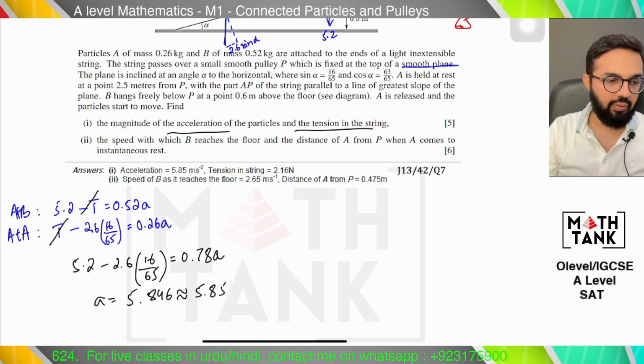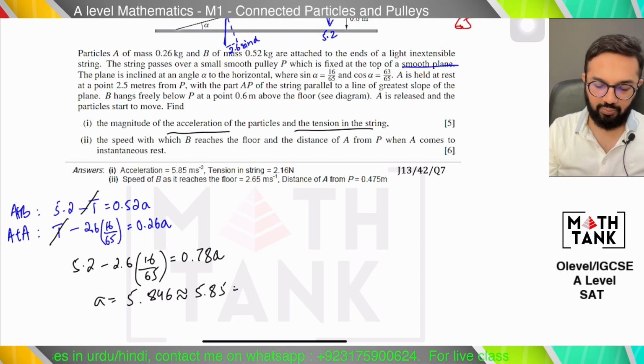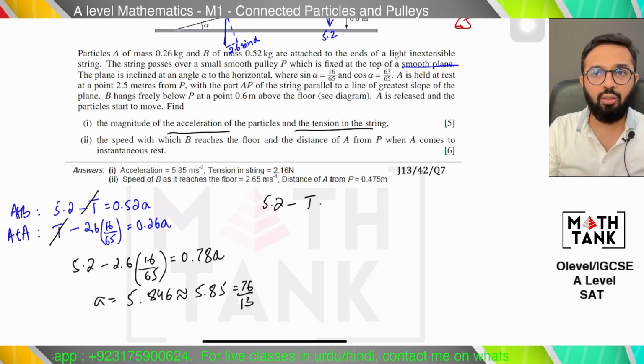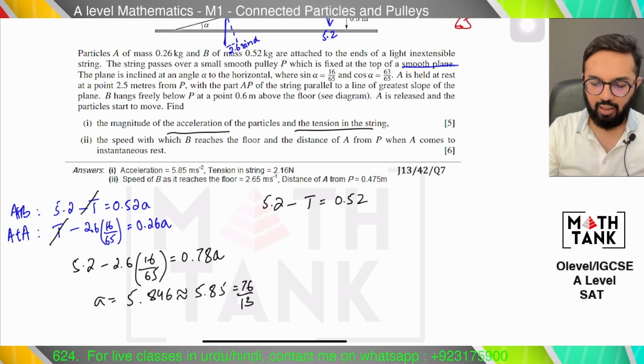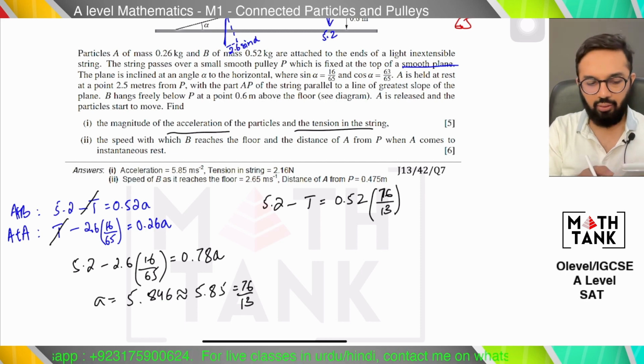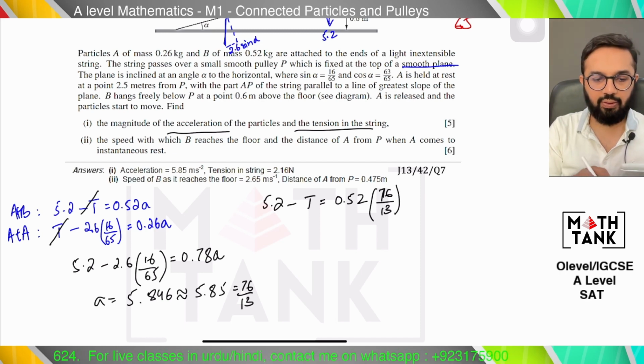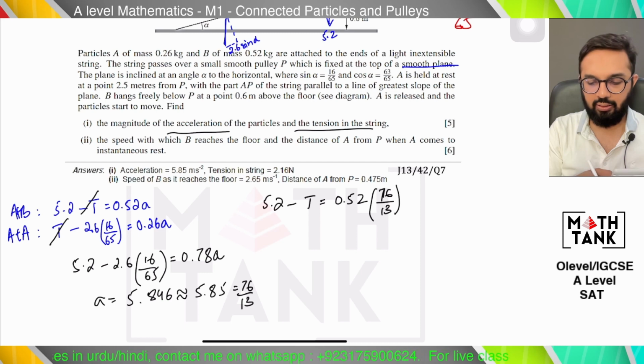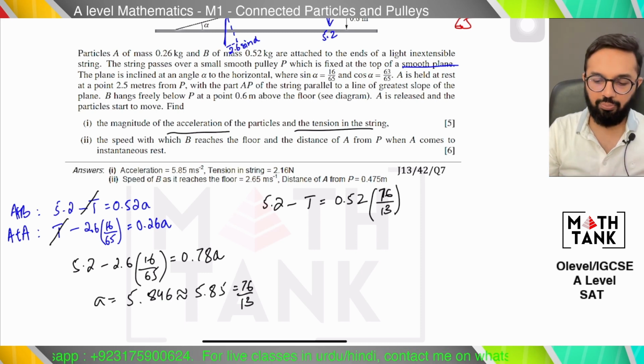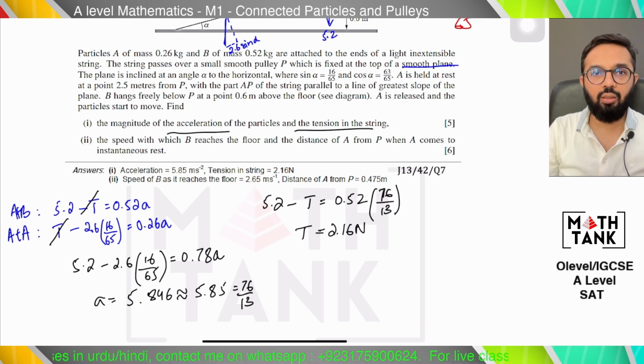Okay, and 76 over 13 if I'm taking an exact number. I'm going to take the exact number for calculating tension so that I don't have a lapse there. 76 over 13. Okay, so 0.52 into 76 divided by 13, 5.2 minus answer. That gives me 2.16 newtons. That's part one. Let's look at part two.